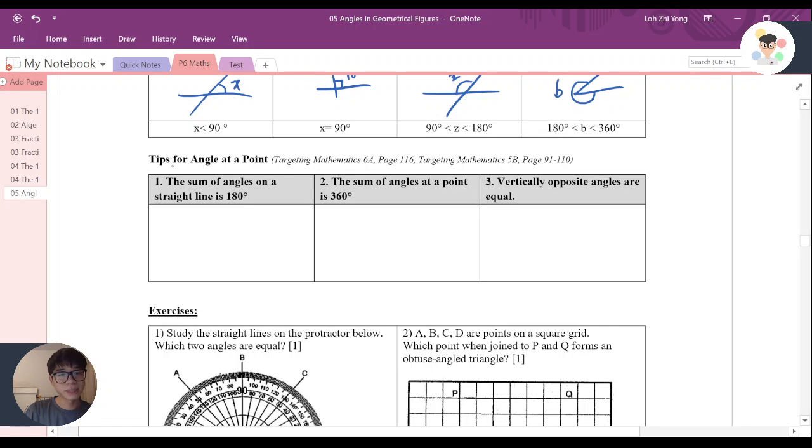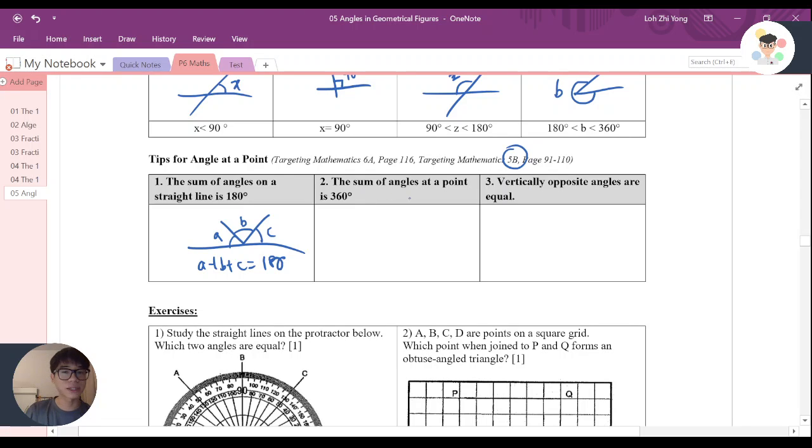The next one here says tips for angles at a point. This is something you have learned in P5, but I'm repeating it. Here it says that the sum of angles on a straight line is 180. We know that a straight line is always 180. It means that if here is A, here is B, here is C, A plus B plus C will be 180 degrees. So one line is 180 degrees.